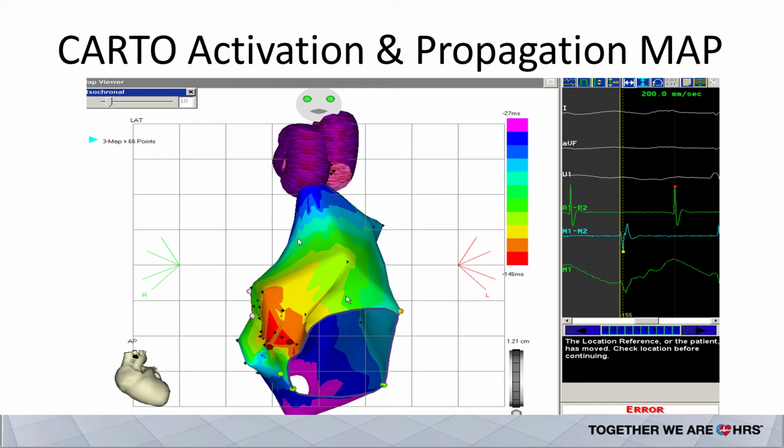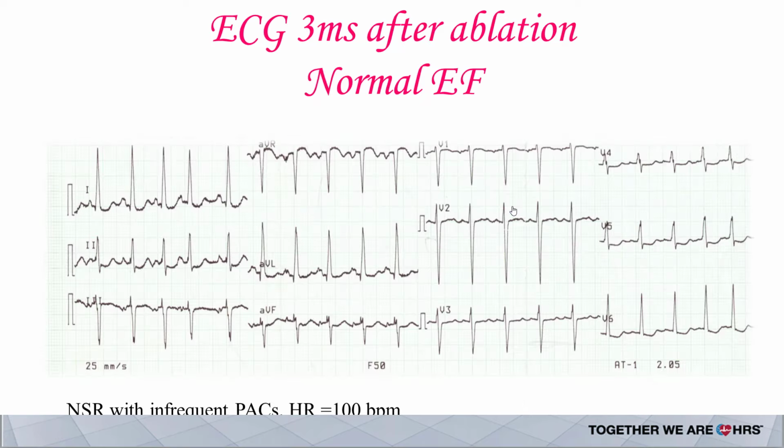However, after recurrence, we had to go back, and we could get 3D CARTO mapping. This is the lateral wall of the right atrium near the appendage, the base of the appendage, and we ablated here, and we terminated the tachycardia. Follow-up of this young man was done, and we got a very good result: his ejection fraction was normal, and his ECG became normal.